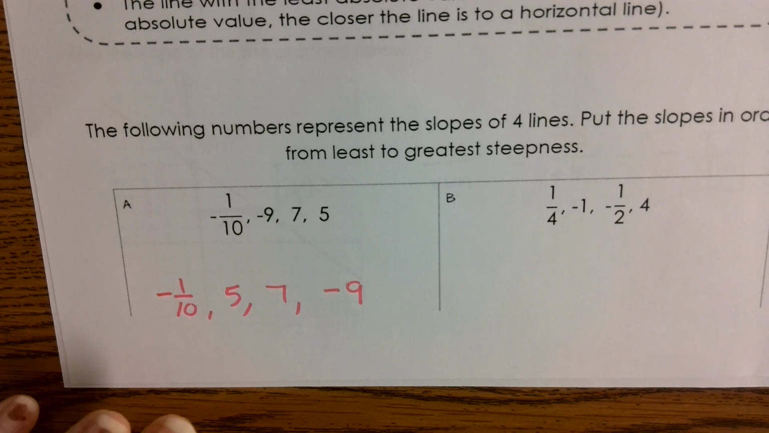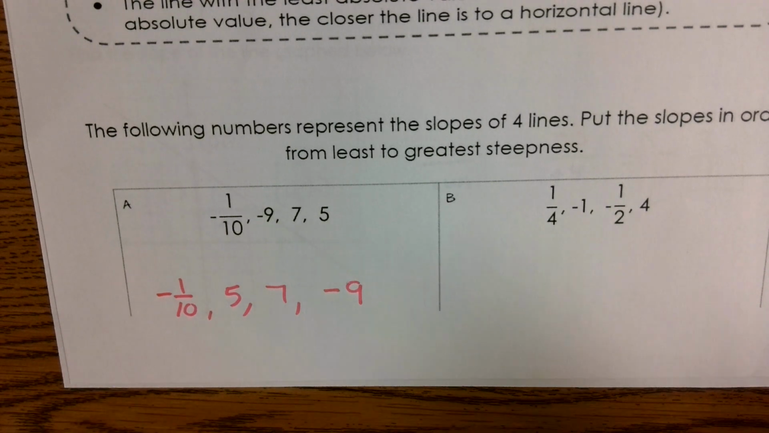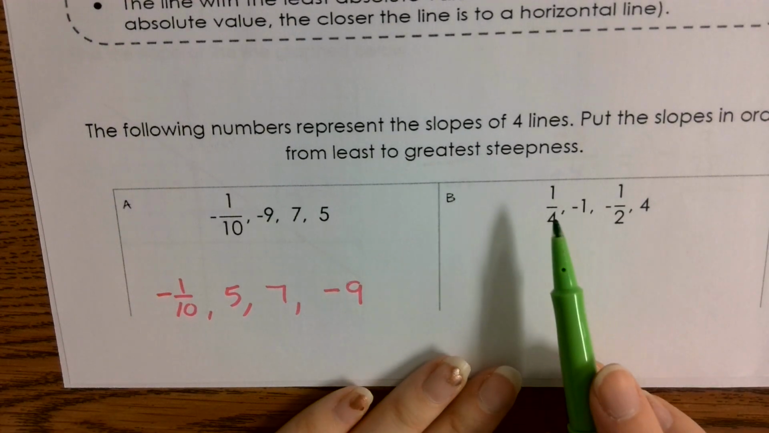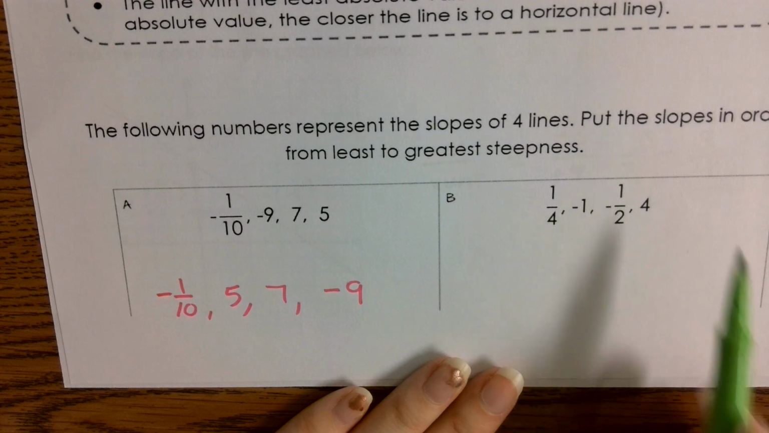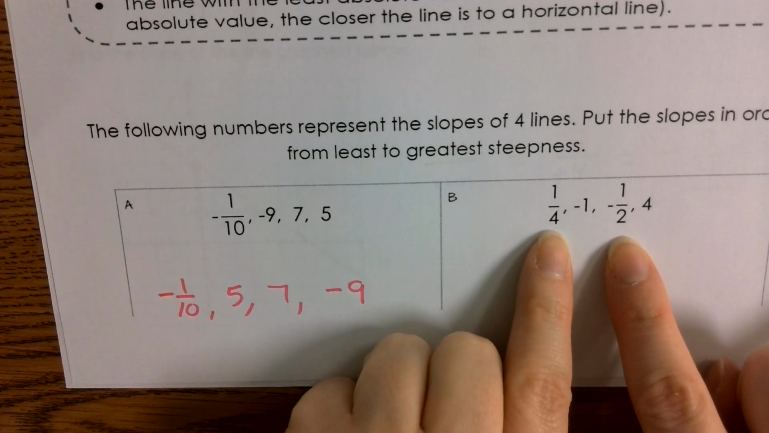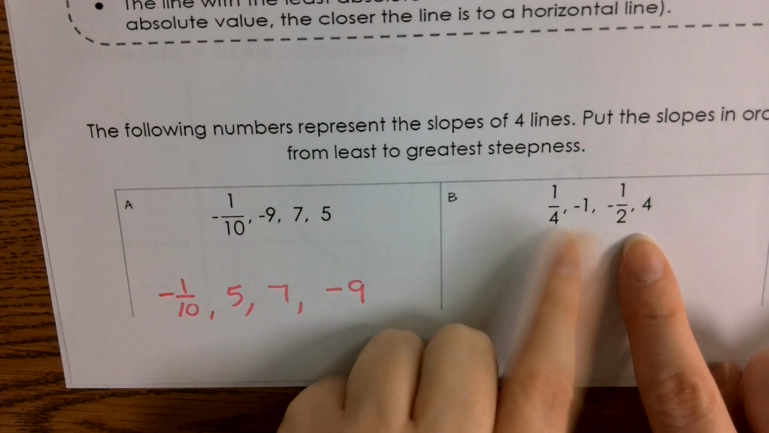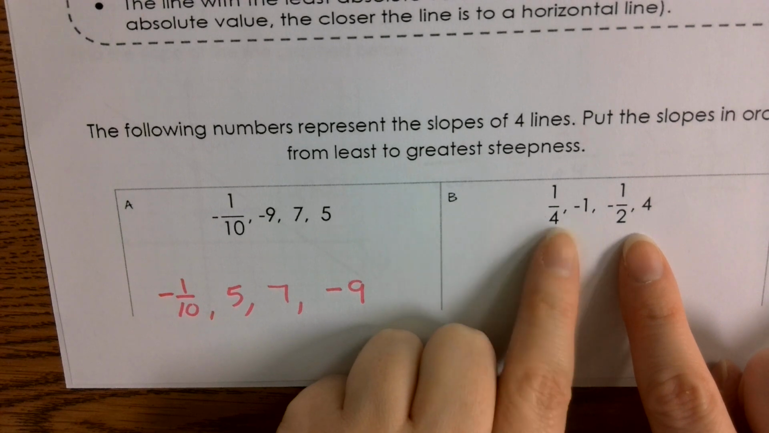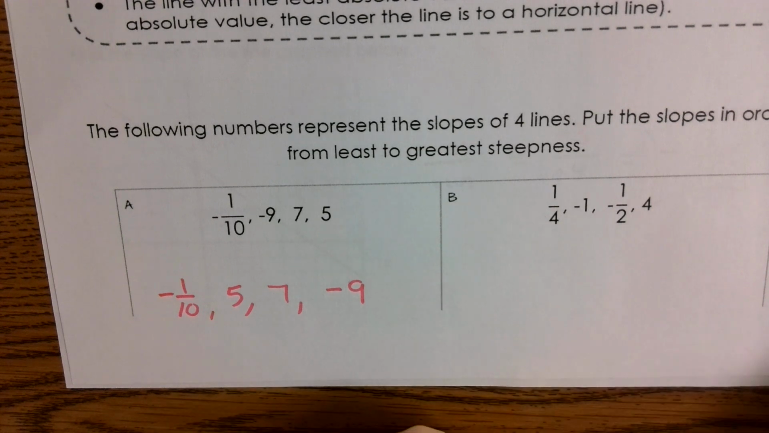Okay, problem B, we've got 1/4, -1, -1/2, and a 4. So we want to know which one is considered to be the smallest of them without regard to any of the negatives. So obviously these fractions are going to be smaller than these whole numbers, right? So we're really focusing on 1/4 and 1/2. Which one's smaller, 1/4 or 1/2, Diana?